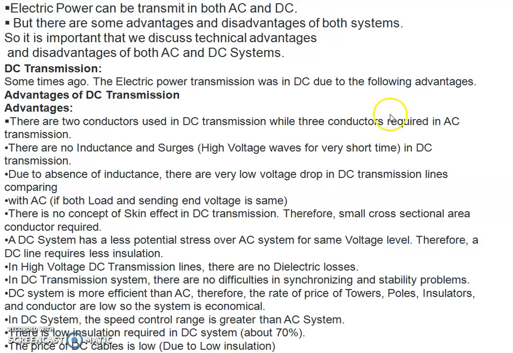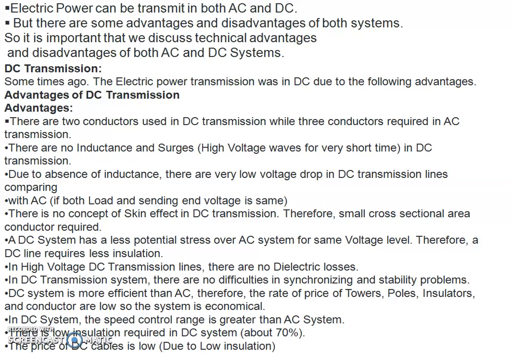Before we proceed, you should know that electrical power can be transmitted in both ways, that is AC as well as DC. There are some advantages as well as disadvantages of both the systems. Earlier it was only DC transmission. Some time ago the electric power transmission was in DC due to the following advantages.